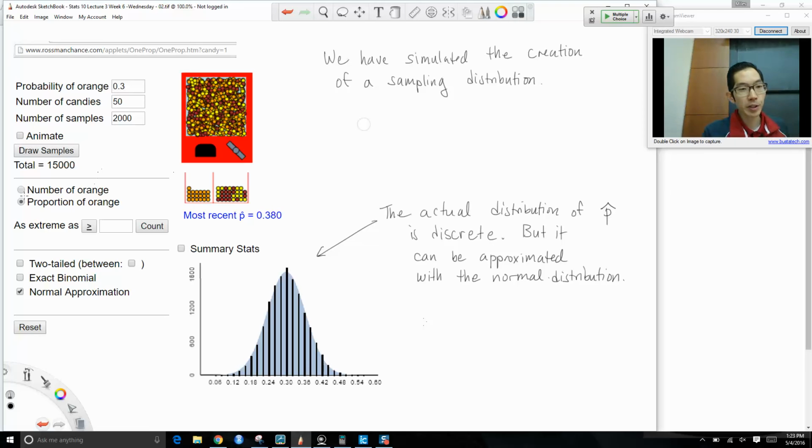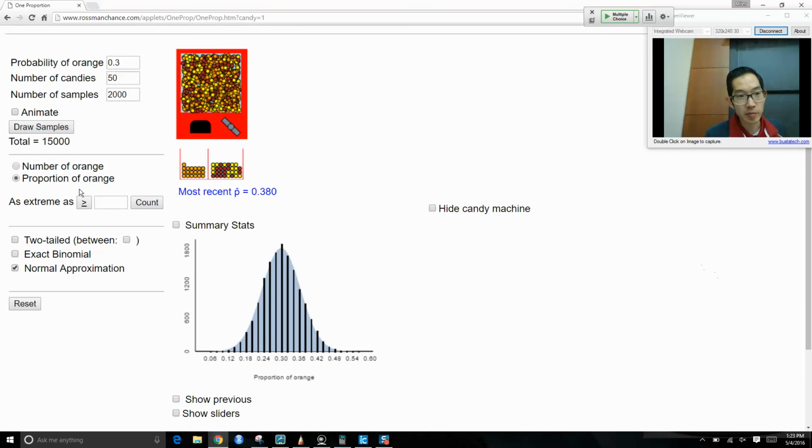And over here, I have the option of displaying it as the number of orange or the proportion of orange. If I did number of orange or proportion of orange, nothing really changes except the numbers on the axis. If we look at this number, it says 0.3. I don't know if you guys can see that, but it says 30% right here. And if I do number of orange, it says 15. So, how are we going from number of orange to proportion orange?